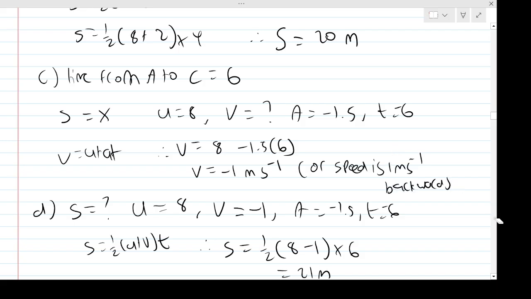So we do give a positive answer. We do give a positive speed, but then we specify the direction. I don't like leaving the negative velocity, but there we are. Okay, so that's that.